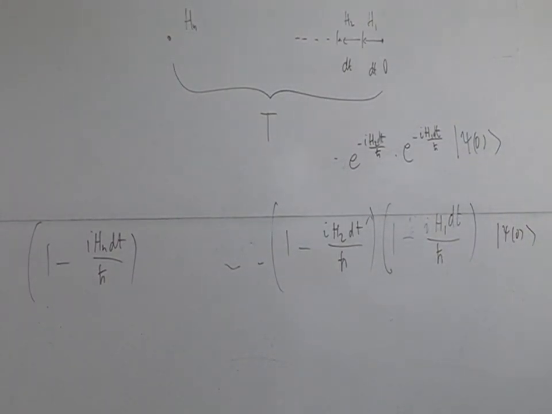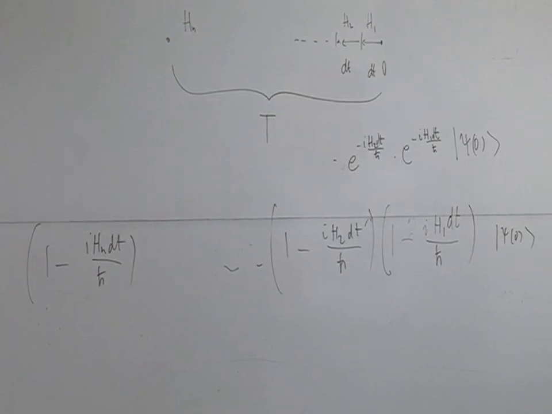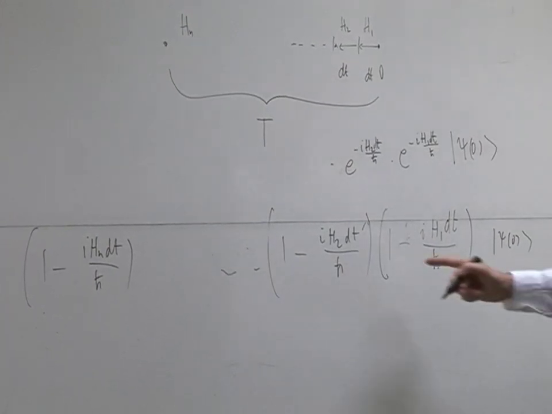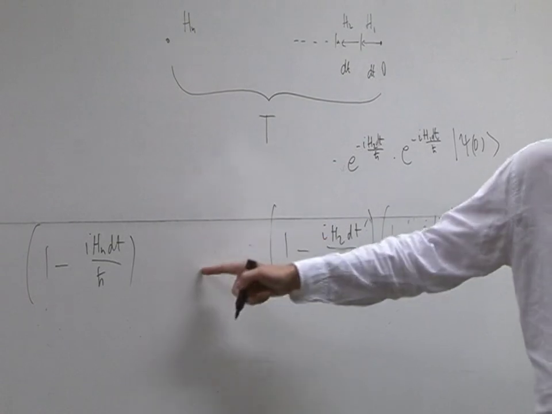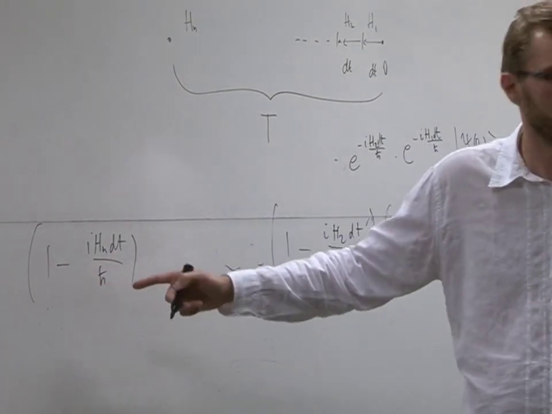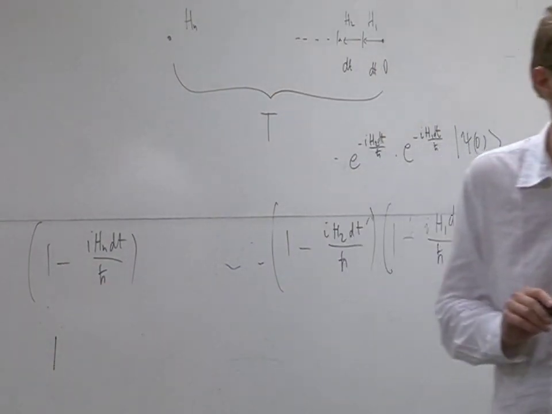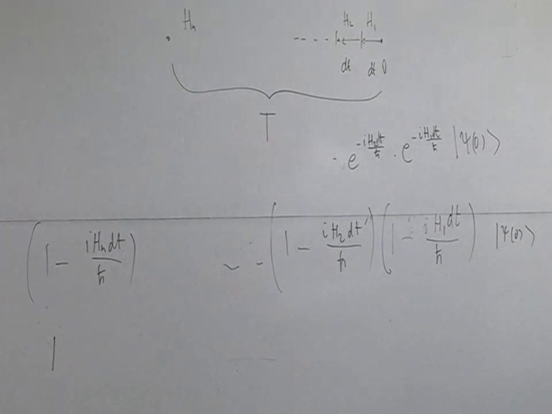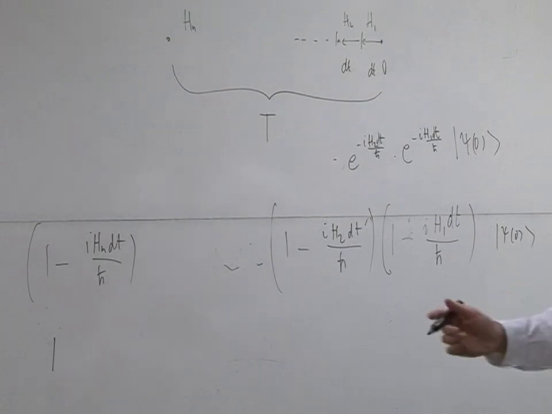And now you say, well, what's the contribution? Let's just multiply them all out. There are 2 to the n terms here. Identity times identity times identity times identity is the zeroth order, if you like. So there is identity. Nothing happens to your state. It stays the same. That's intuitively clear, that to the zeroth order, nothing happens.